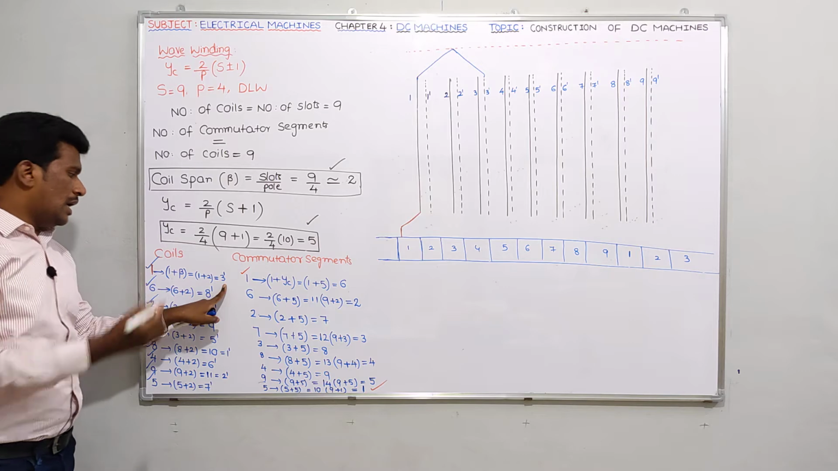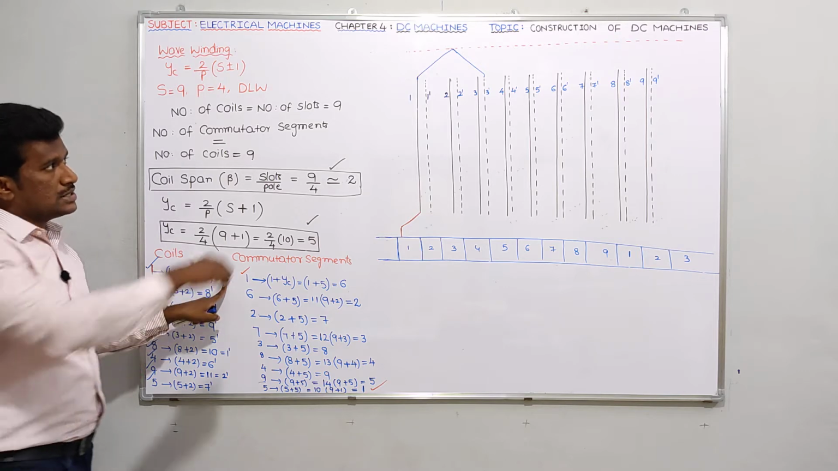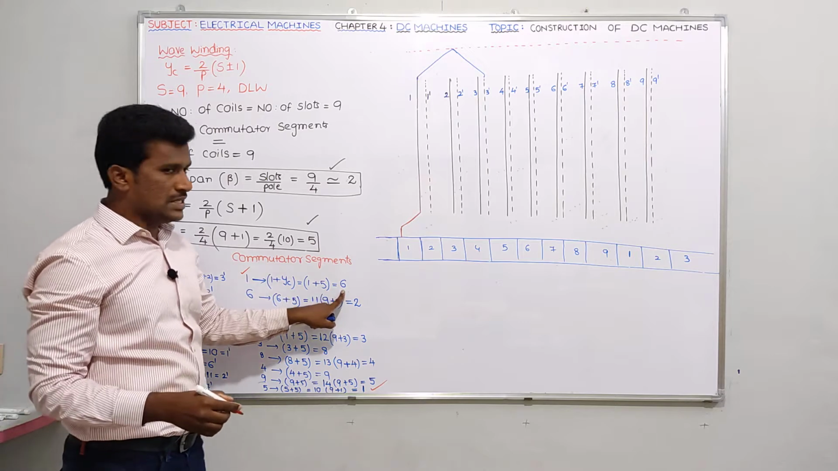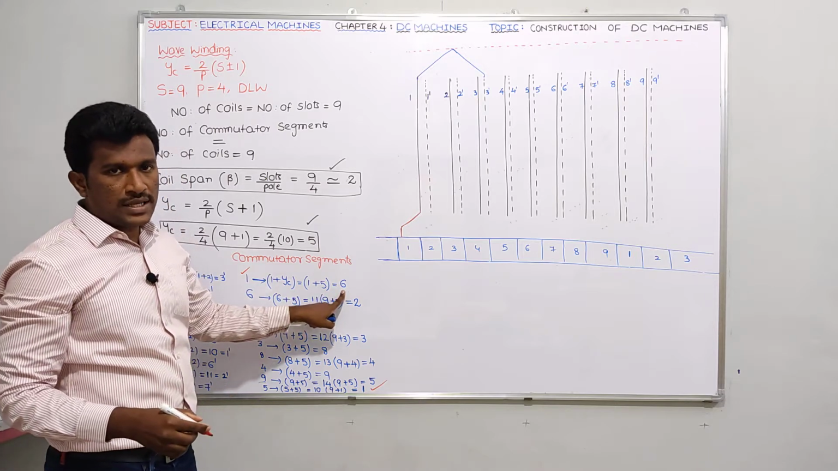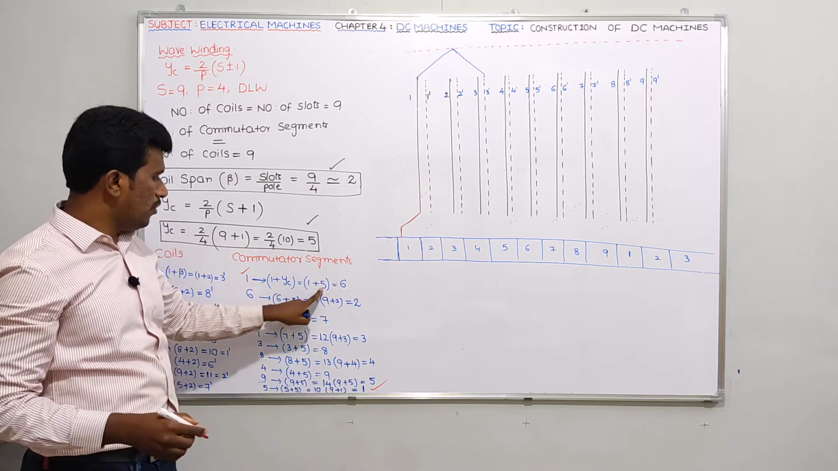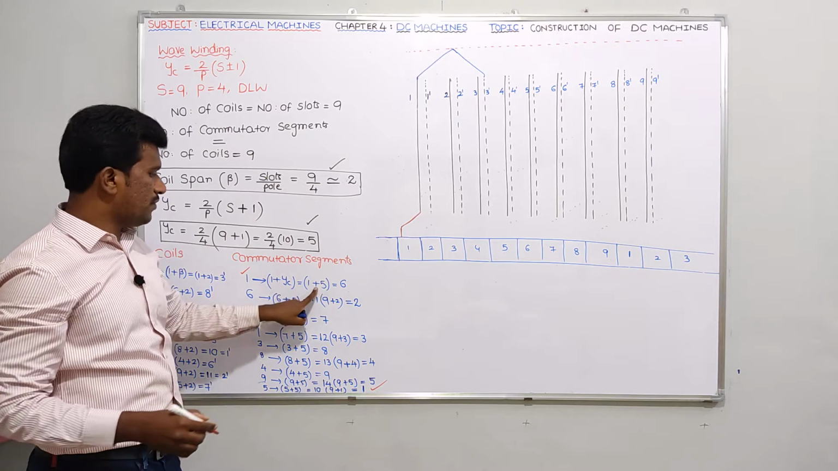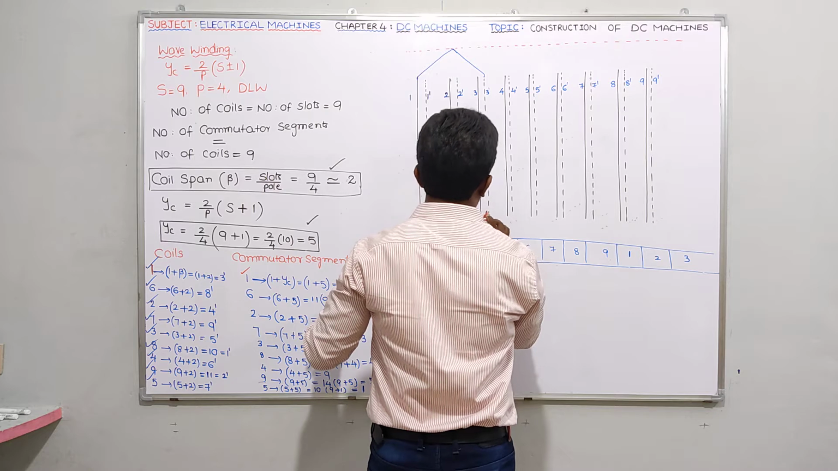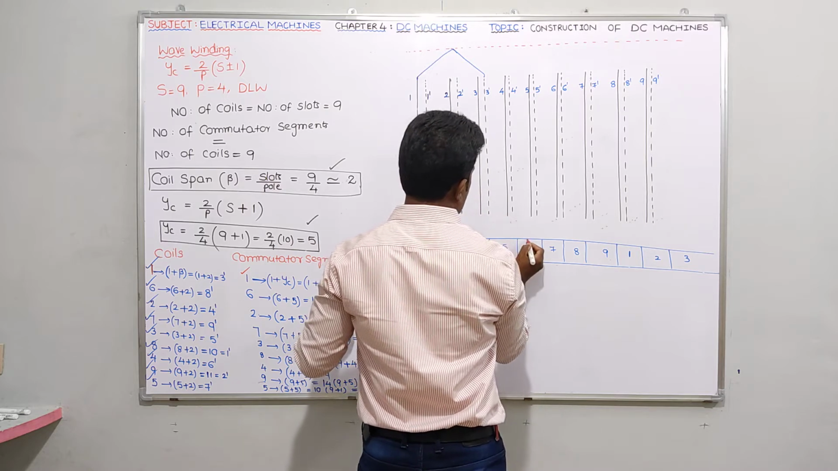And what about 3 dash? 3 dash is the other conductor in this 1 3 dash coil. This 3 dash is connected to which segment? 1 plus 5, since the commutator pitch is 5. 1 plus 5 is nothing but 6. So 3 dash will be connected to 6. This is connected to 6.